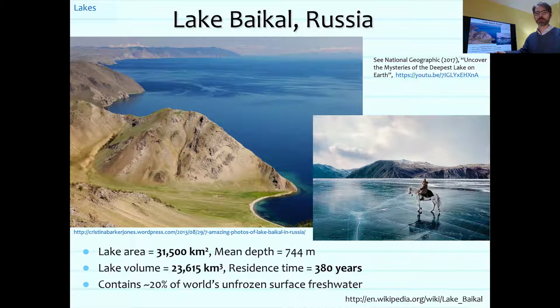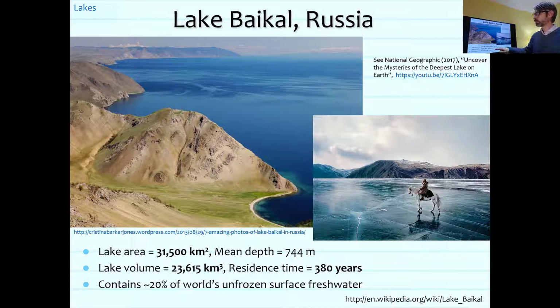Now, why are lakes like this important? Well, they contain, if you recall, about 67% of the non-glacial and non-groundwater fresh water on the planet, and so they contain a very large amount of the water that we can actually use. And further, if they have a very large residence time like this one of 380 years, any pollutants we introduce into them have a very long lifespan in that body of water.